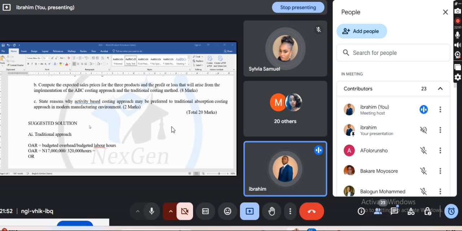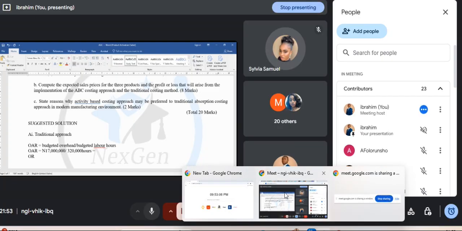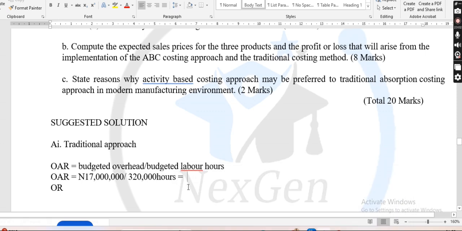Who can tell me how we call that figure? So you just put it at 53 and you move on. That's actually 53 naira per hour. Thank you so much. God bless you. 53 naira 1 kobo. Okay, let's just leave that one. 53 naira per hour. Always put it right: 53 naira per hour.